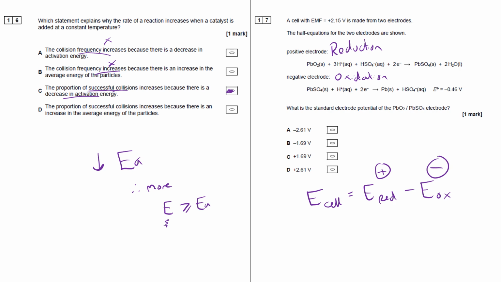We're told what the E value is, the EMF, which is plus 2.15, and we're told that the negative electrode has a value of minus 0.46. So we're being asked to find the reduction potential for the positive electrode. So by using the values we're given, we're going to rearrange that equation to find X. And X in this case comes out as plus 1.69, which is option C.